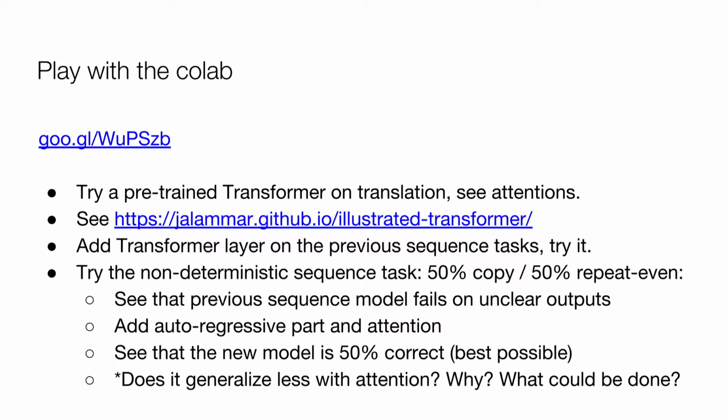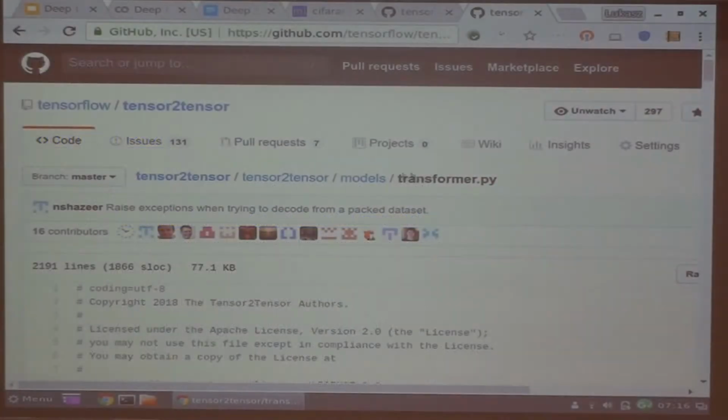the transformer model is a part of the tensor-to-tensor library. So it lives here in the tensor-to-tensor models transformer, right? That's where you can find it on GitHub. And it's the same code that we use at Google. It's automatically synced all the time.